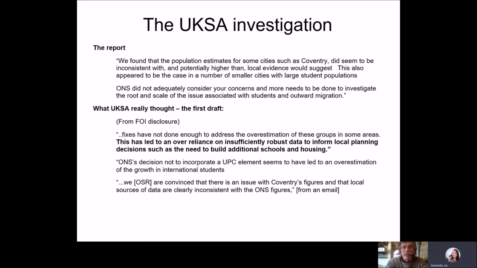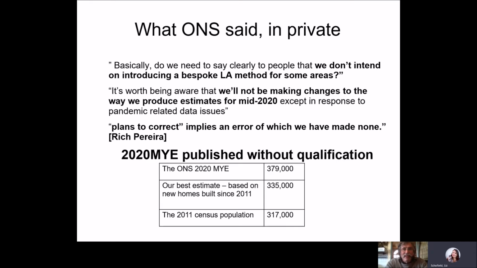I'm sure all bank robbers would love to be able to go to the police and revise the charge sheet. And then it goes on, there are other things. They said, we are convinced there is an issue with Coventry's figures and the local, I can't read the next bit because of the way Microsoft Teams displays it. Anyway, they were convinced there was an issue, but it didn't appear in the final report. Next slide, please.